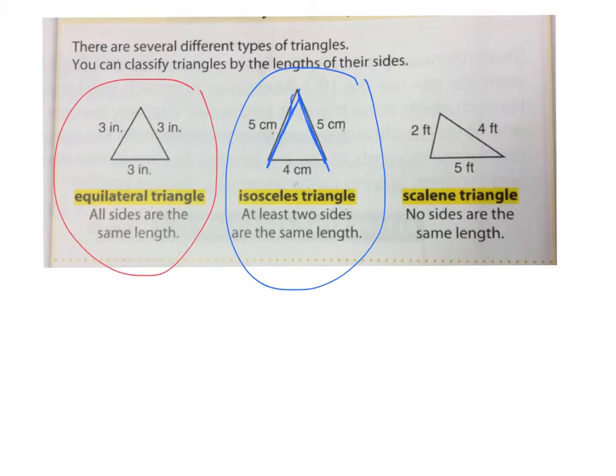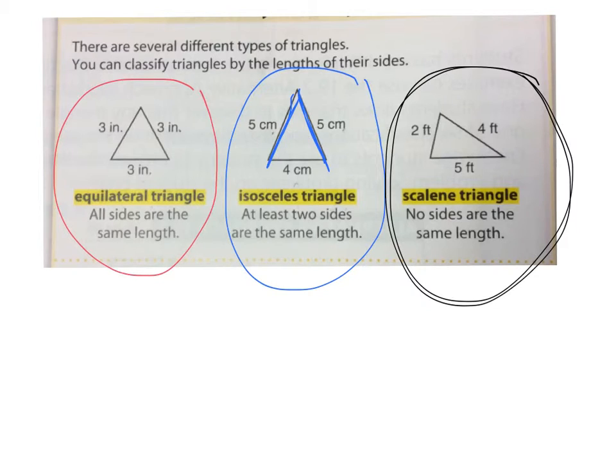Isosceles triangle. The third kind of triangle is called a scalene triangle. And that's when no 2 sides are the same length. You'll see here you have one side that's 2 feet, one side that's 4 feet, and one side that's 5 feet. Are any of those sides the same length? No. So when no sides are the same length, it's called a scalene triangle.